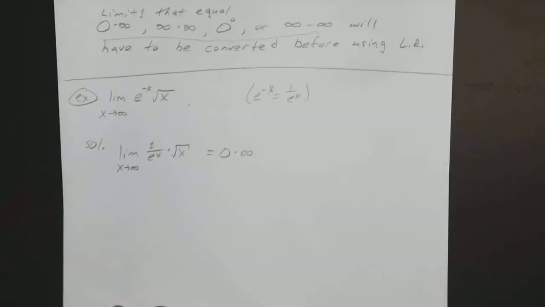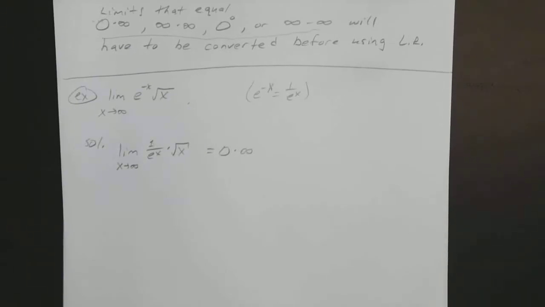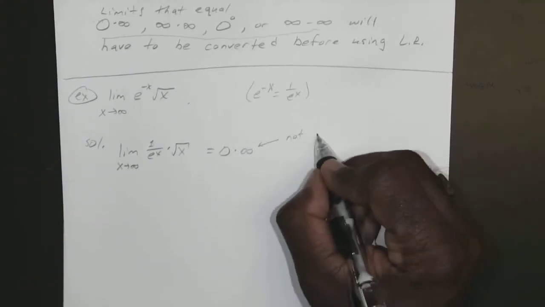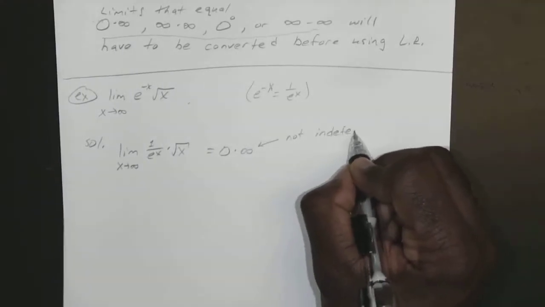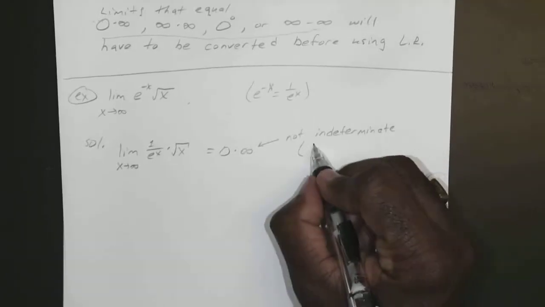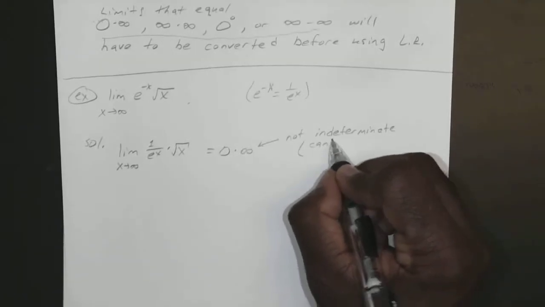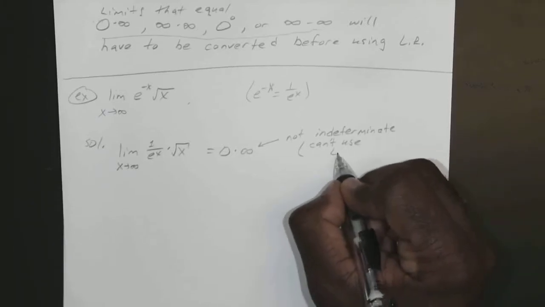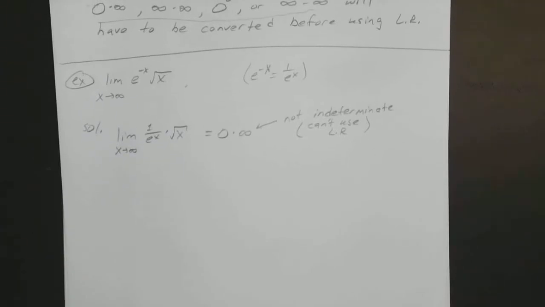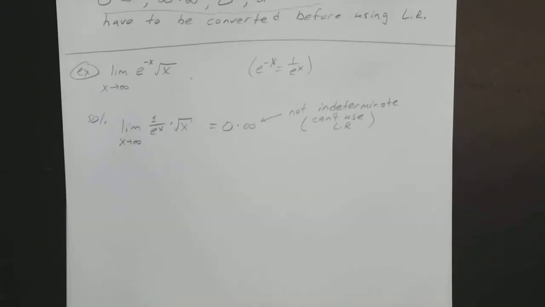So you have 0 times infinity. Why do I keep saying 1? Which is not indeterminate. Which means we can't use L'Hopital's rule. Okay. So now we just have to manipulate it a little bit.